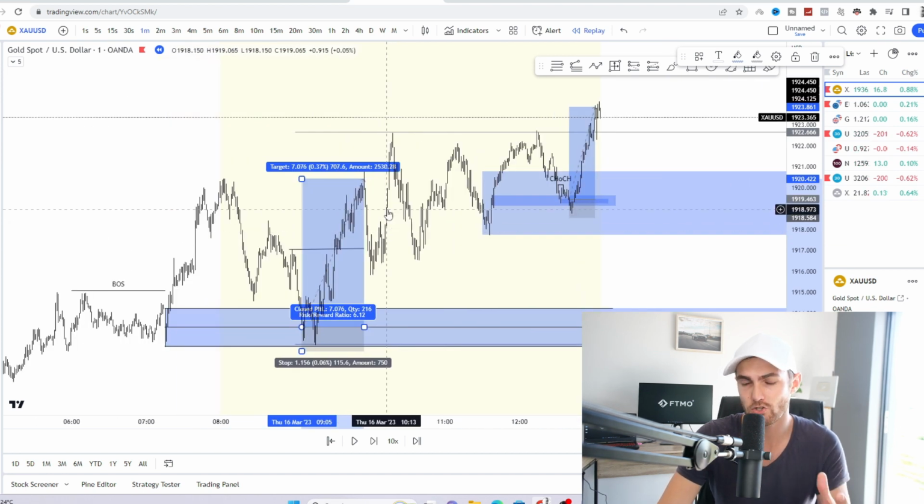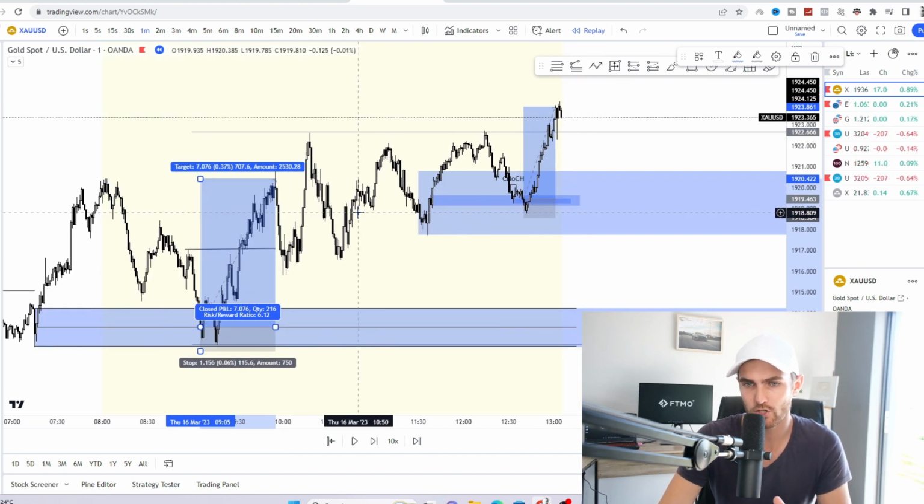So in a nutshell, just to recap: marking out your 2-hour structure, break of structure to the upside, your bias is bullish. Look for the zones that had the inefficient push, the break of structure on the lower time frame, and also is building liquidity above or below it.